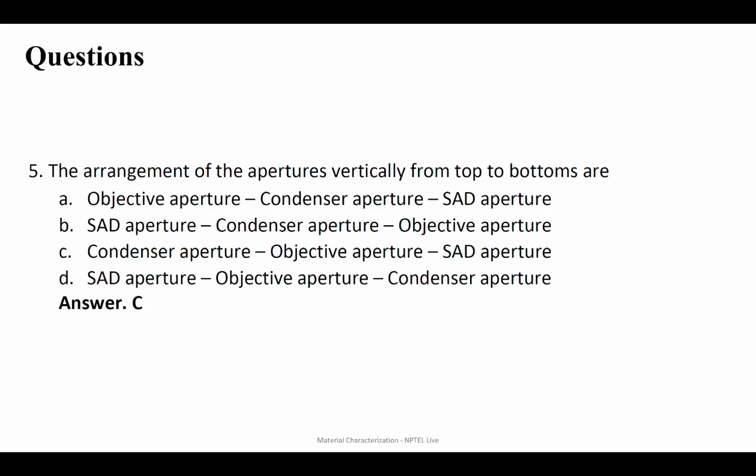On the top we have the condenser aperture just below the condenser lens, then you have the objective aperture below your specimen plane, and below the objective aperture you have your SAD aperture. They are movable, so you can move the objective and SAD aperture in and out depending on what you want to do, imaging or diffraction.